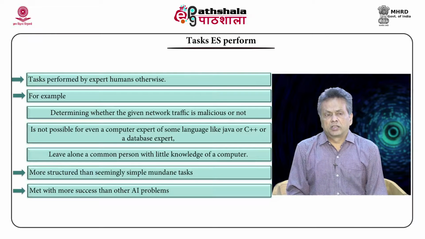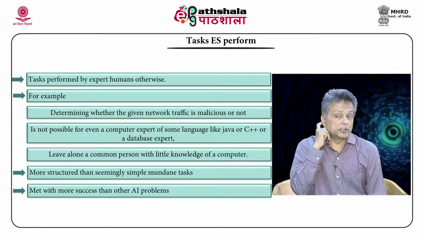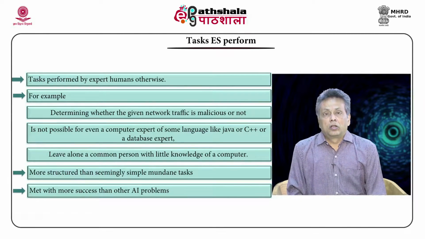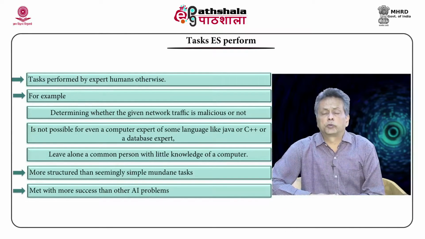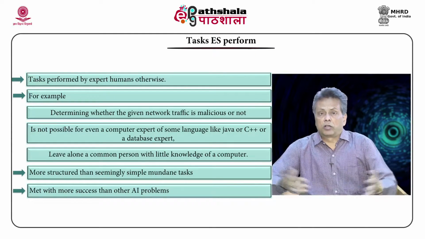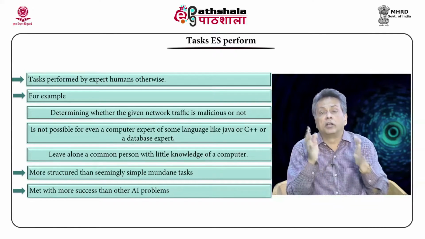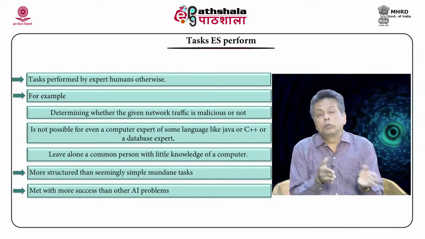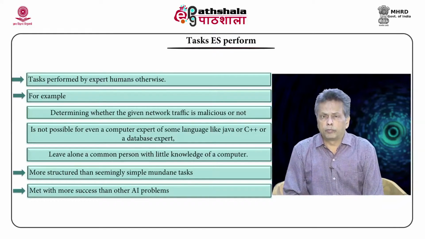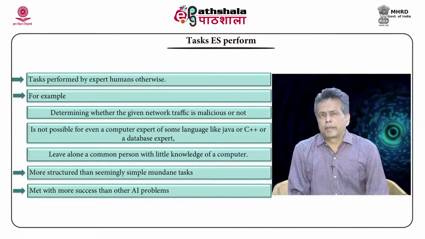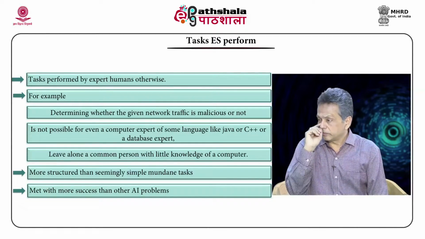For example, let us take somebody who looks at the data and determines whether the network traffic is malicious or not. Now, this is a real expert job. Even if you are a good computer expert and know Java or C++ or some other language very well, it is very hard to look at the network traffic and determine whether it is malicious or not. Why? Because it is a special domain, very different from other domains. So, the point is that it is pretty hard. So, we are addressing that domain, and when we do that, it is basically an expert system.